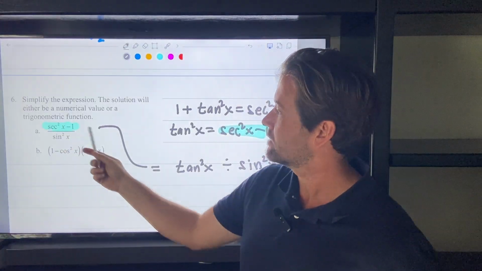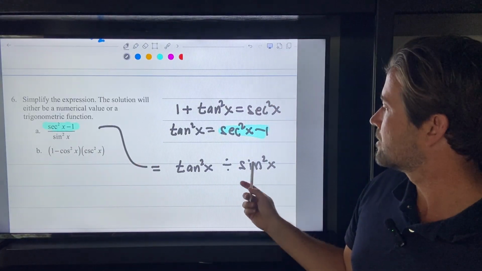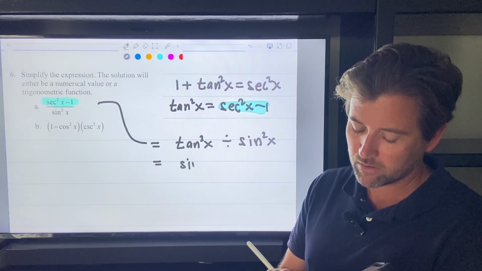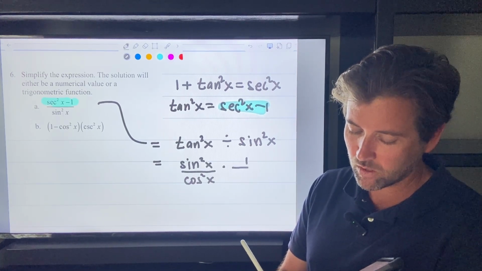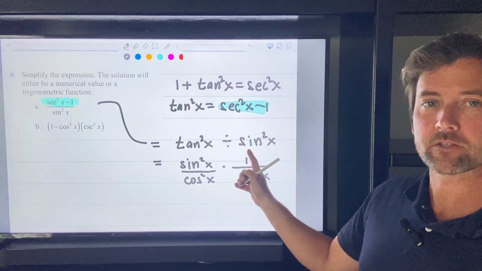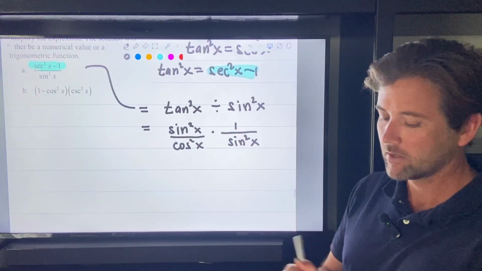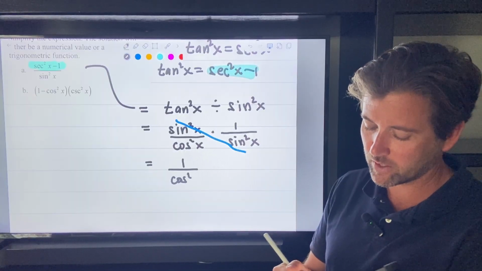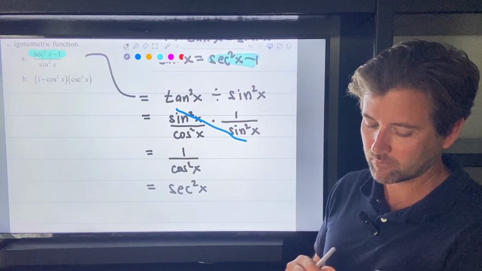So secant squared x minus 1 is the same thing. It's equivalent to tangent squared x. I'm going to change the divide symbol to this symbol here by sine squared x. Tangent squared x is the same as sine squared x over cosine squared x times 1 over sine squared x. So when you're dividing by this term, it's equivalent to multiplying by the reciprocal. So I just basically flipped it, took the reciprocal. Now here, sine squared x will cancel, and we get 1 over cosine squared x. I'll take that for full credit, or you can rewrite this as secant squared x.